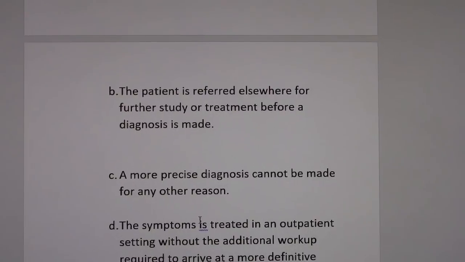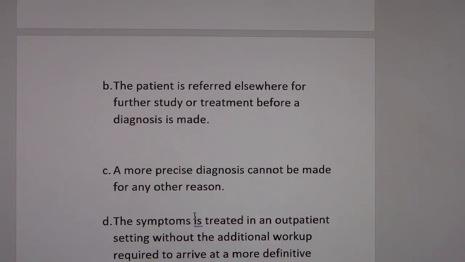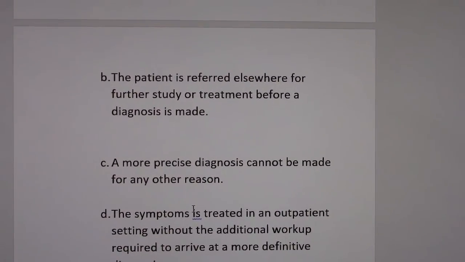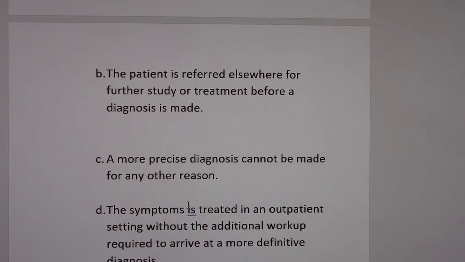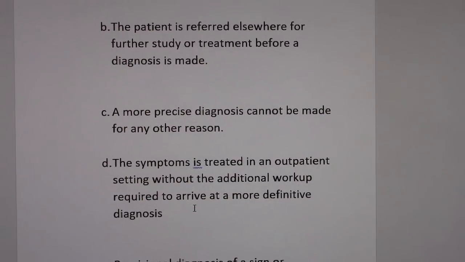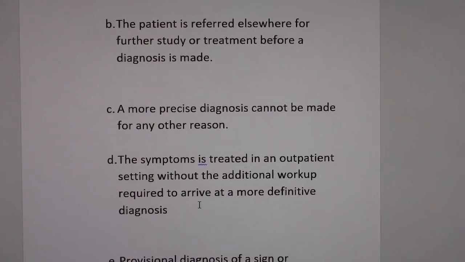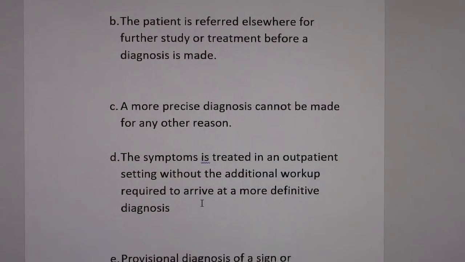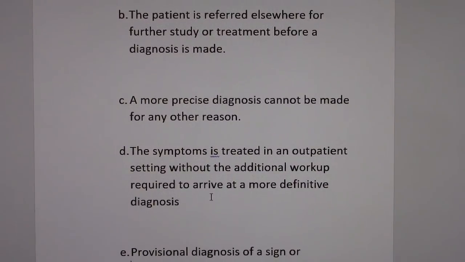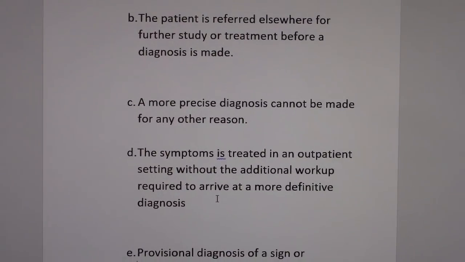All right, C. A more precise diagnosis cannot be made for any other reason. If all you have is a sign or symptom, all you can code is a sign or symptom. And D. The symptom is treated in an outpatient setting without any additional work required to arrive at a more definitive diagnosis. Again, it boils down to, if all you have is a sign or symptom code, then that's all a physician diagnosed your patient with. That's all you can code.